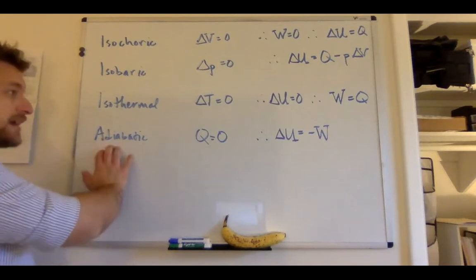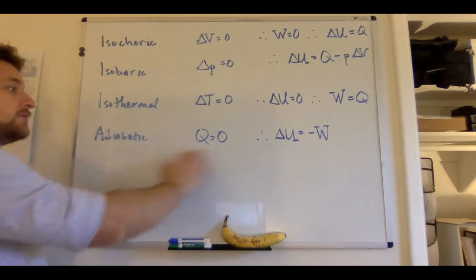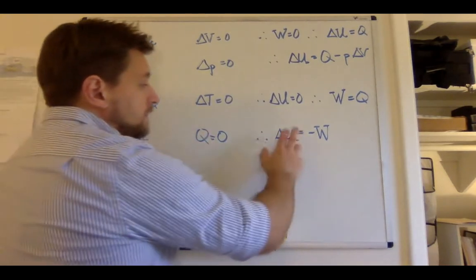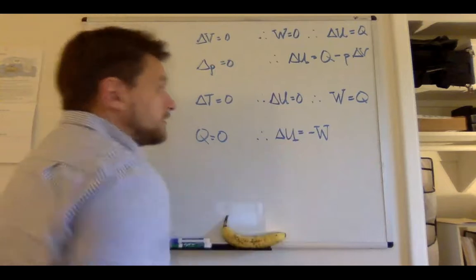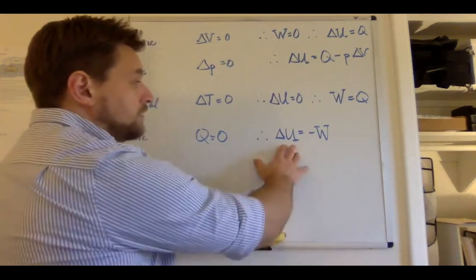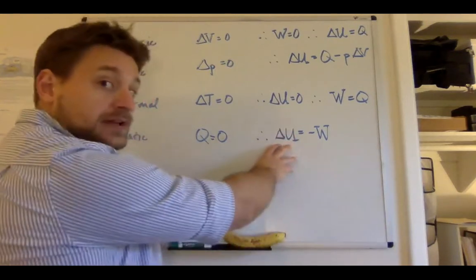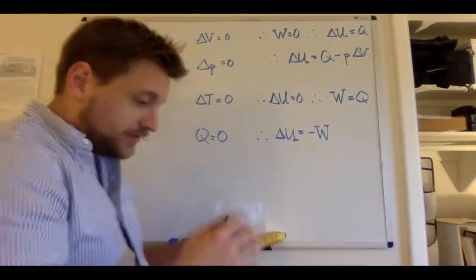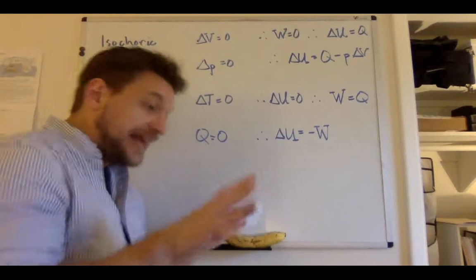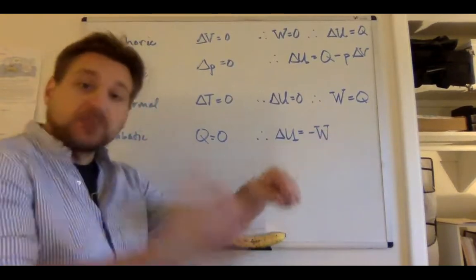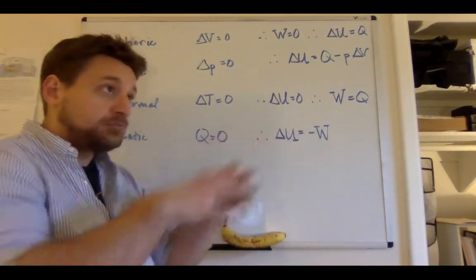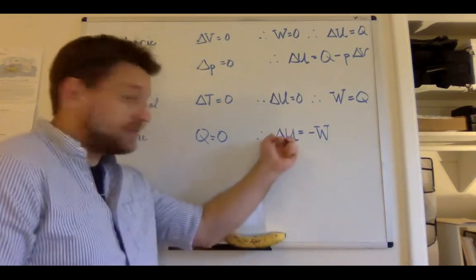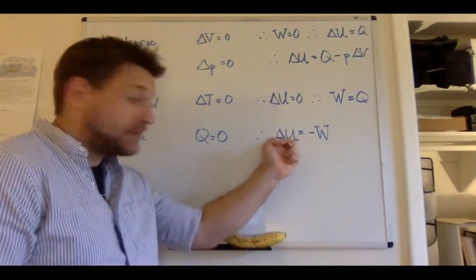And for an adiabatic process, the heat transfer is 0. So the first law of thermodynamics reduces to the change in internal energy being equal to the negative of the work done. If the system expands, then the work done is positive. It expands and cools down because the temperature change has to be negative then.